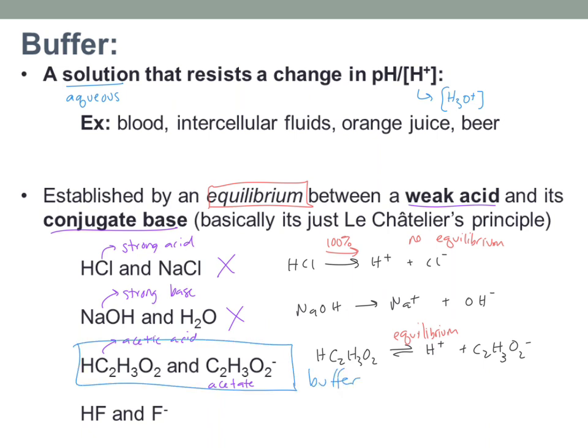And I won't go through all the steps for this one down here, but again, if you recognize that HF is also a weak acid, then you should be able to make a buffer between HF and F minus also. HF is a weak acid, it's not a strong acid, so there is an equilibrium for HF and F minus also. So that could also make a buffer solution. And so the idea is anything, whether it's citric acid or phosphoric acid or any sort of weak acid, you can make a buffer solution with.